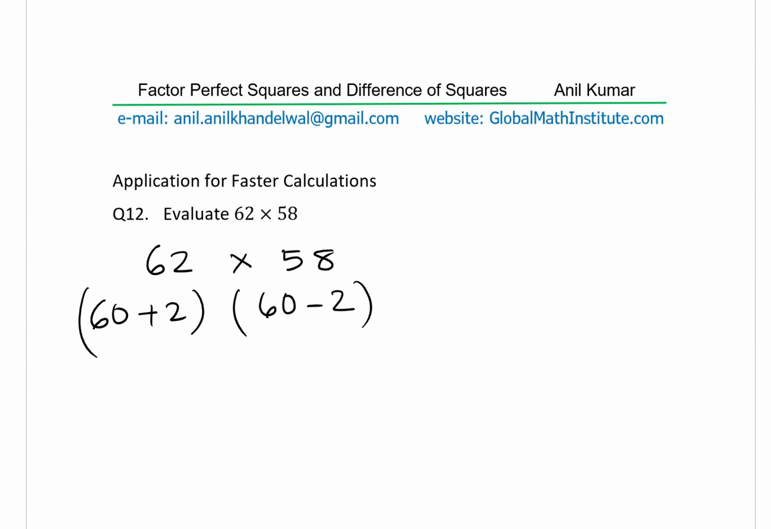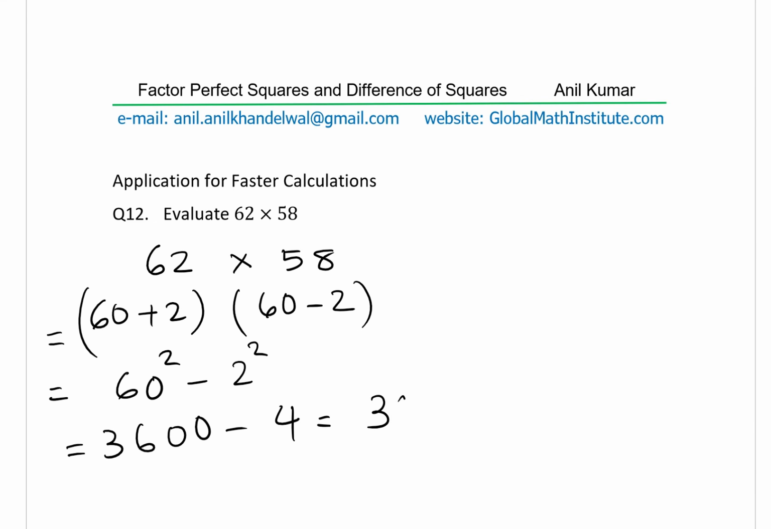Well, that is difference of squares. So what we get here as equal to 60 square minus 2 square, which is 3600 minus 4, or 3596, correct? So that becomes our solution.